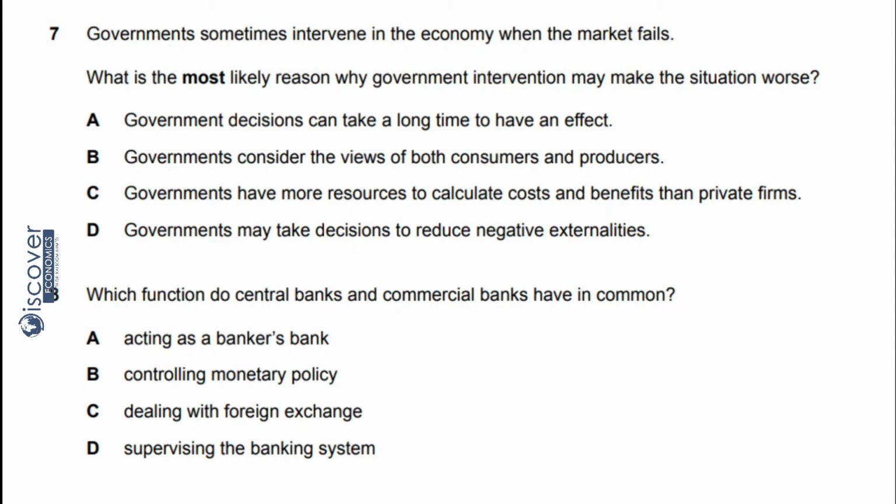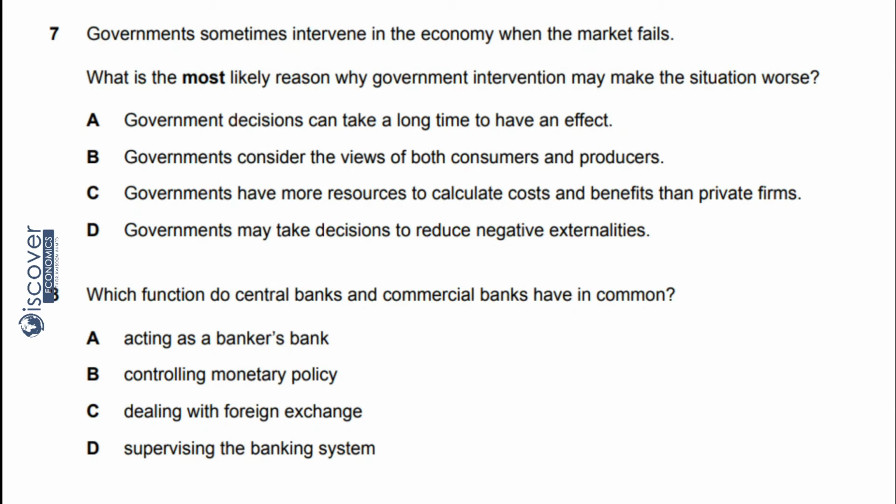A choice: government decisions can take a long time to have an effect. Like if the government is going to take a decision, it is going to take a longer time period to have an effect. So yeah, this suits us because government couldn't take immediate decisions. Their impact is always late, so this might be the situation. Now come to B. Government consider the views of both consumers and producers. No, government is not going to take interviews from consumers and producers. No, this can't be.